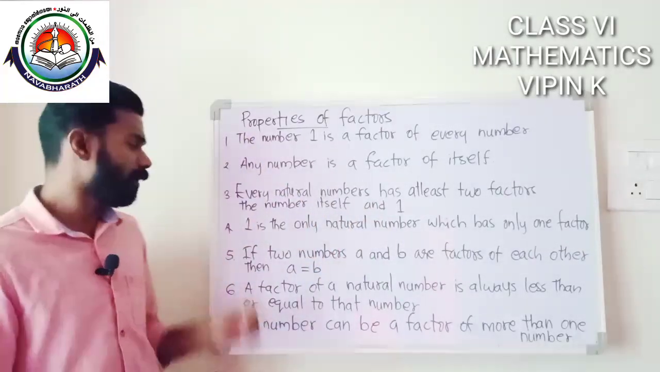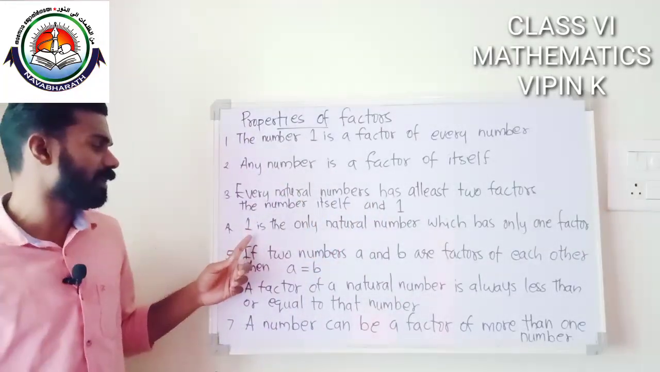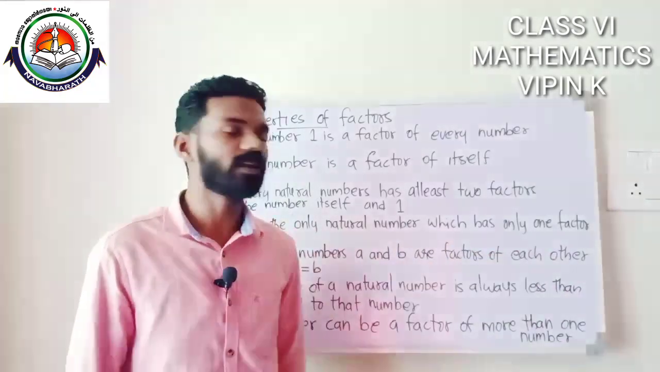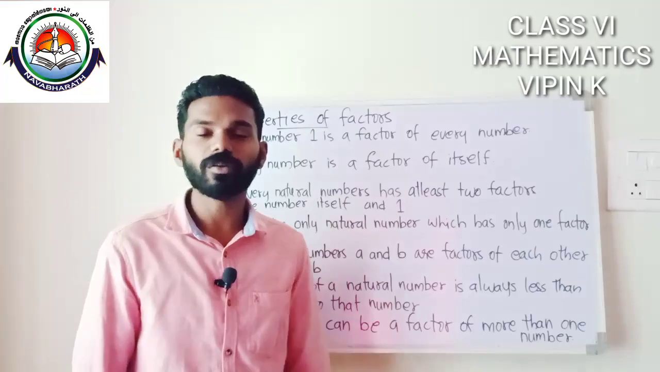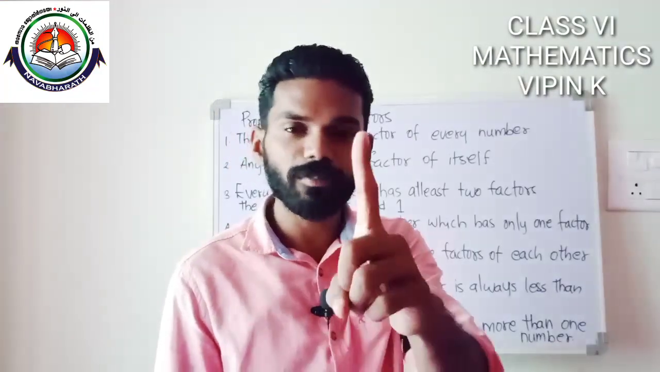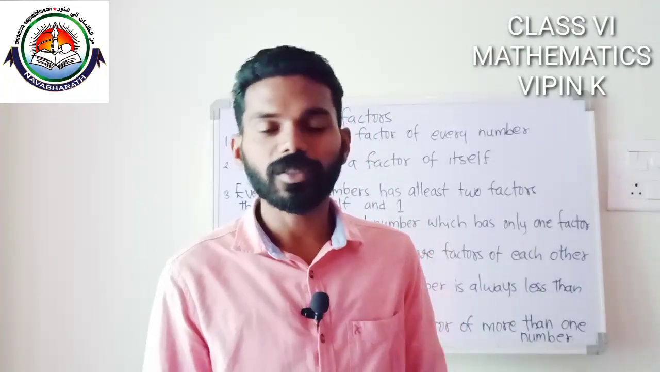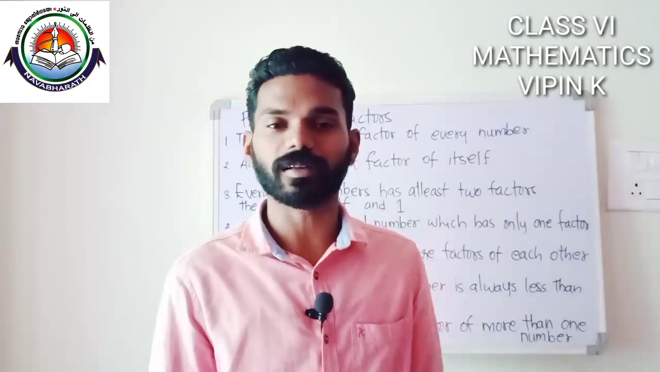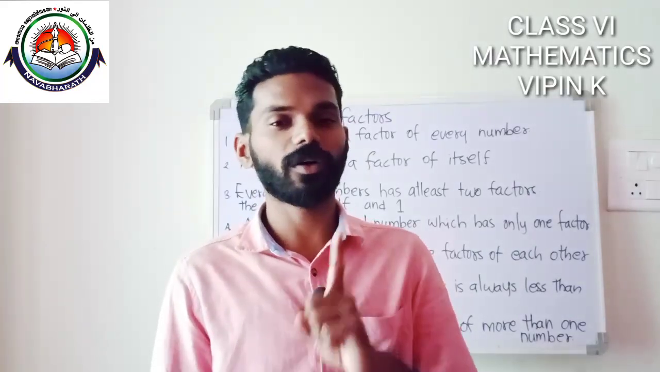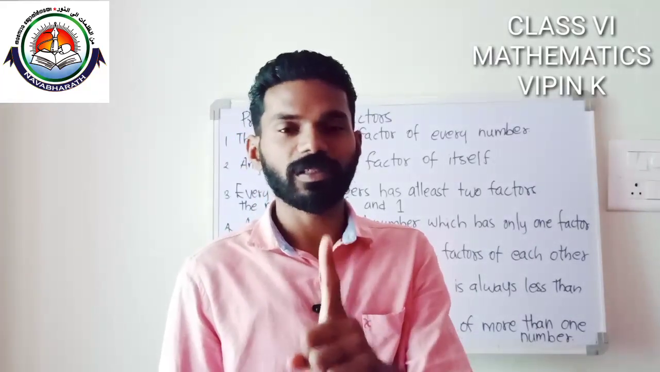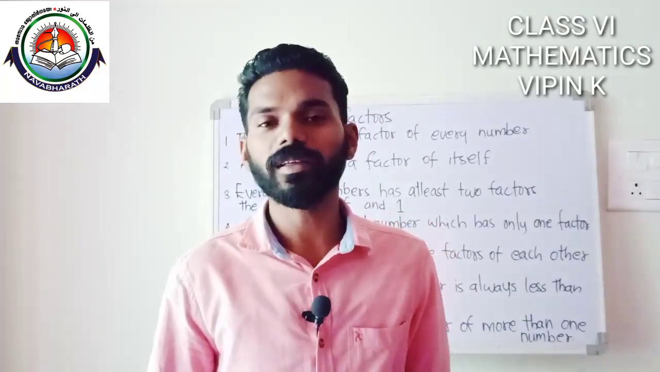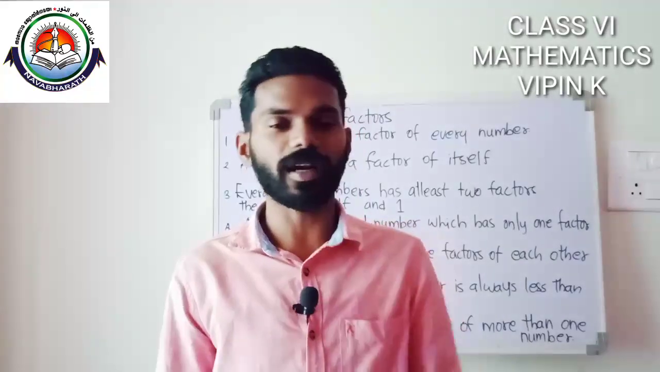Okay. Now what about the fourth property? 1 is the only natural number which has only 1 factor. So let's consider the number 1. For the number 1, it would have only 1 factor. Which is that factor? 1 itself. So the number 1 is quite different from other numbers. Why? Because it has only 1 factor.